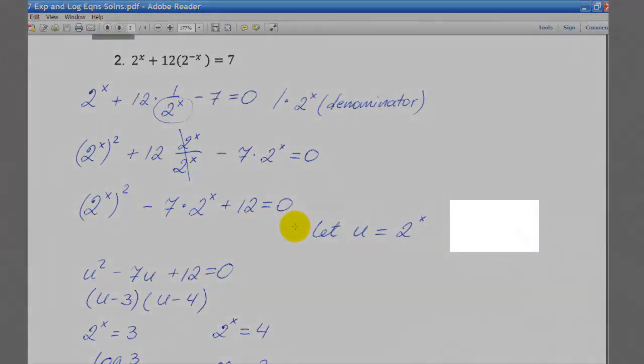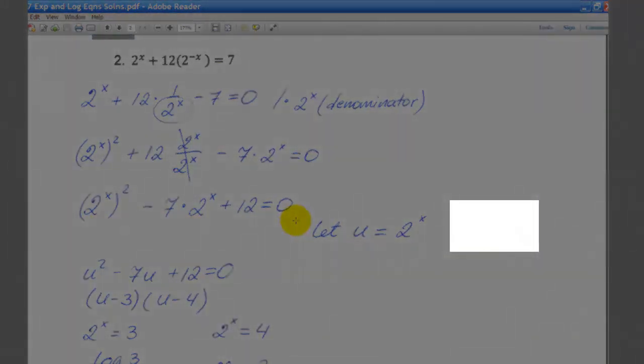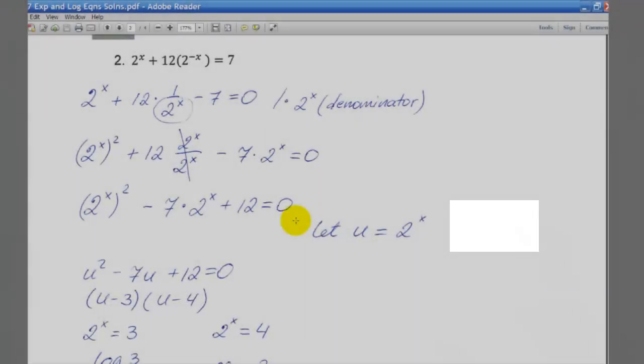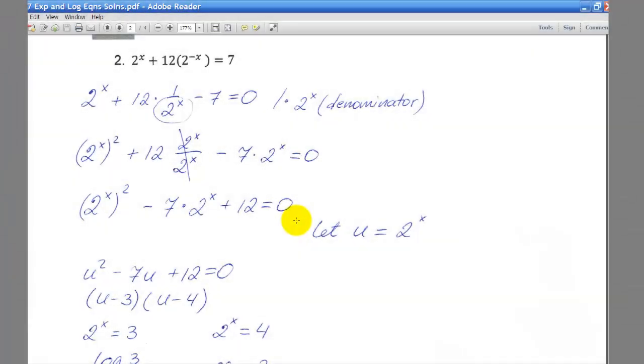Again, this reminds me of quadratics. I hope it reminds you of quadratics too. Now we're going to substitute u with 2 to the power of x and solve the quadratic equation. U squared minus 7u plus 12 equals 0. Factor it: u minus 3, u minus 4.